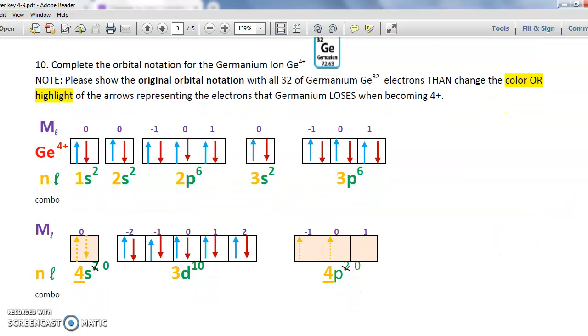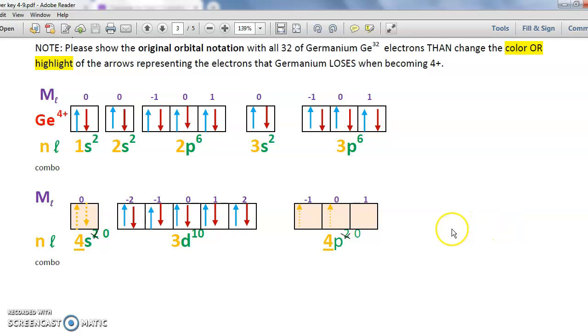This is very important and one of the most common mistakes. We remove them from the valence. So these 2 get removed first. This one and this one. That's why they're in a different color. It asks us to change the color of the ones we removed. So I ghosted them. I should have put them white, but they're ghosted in orange.